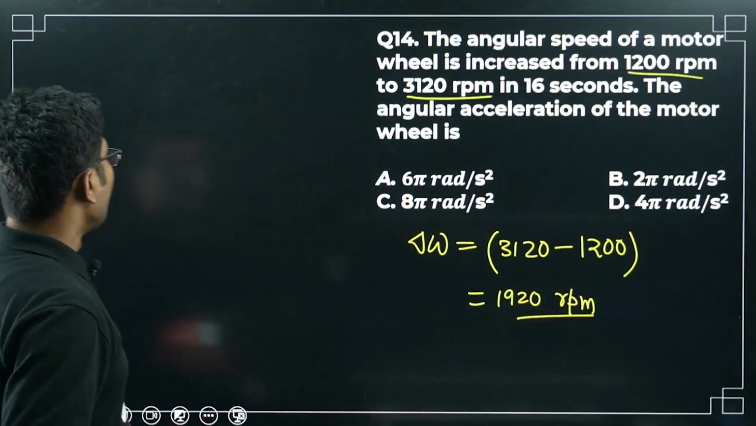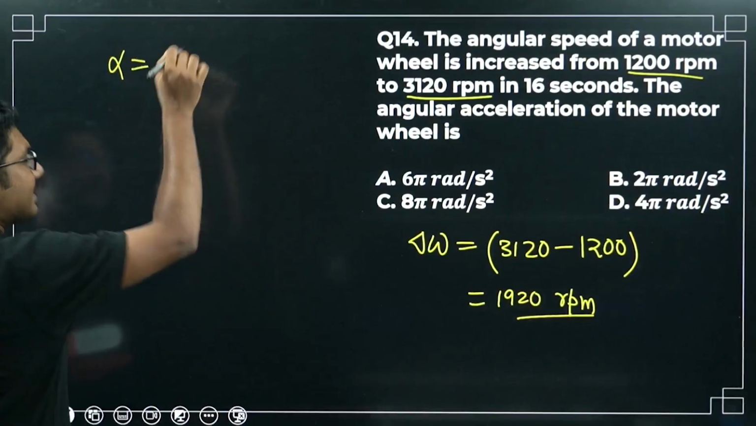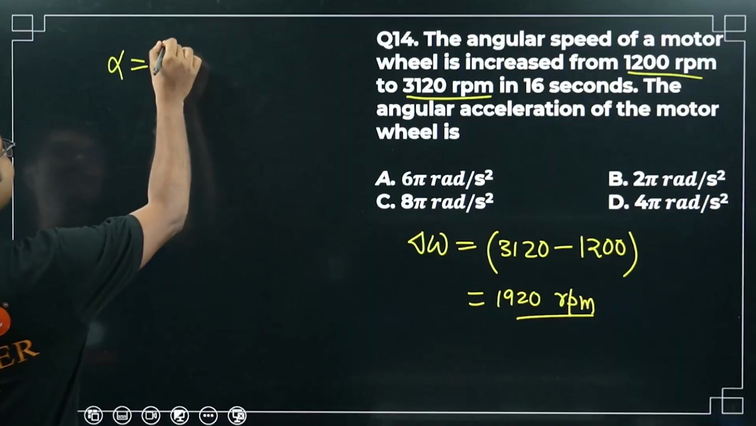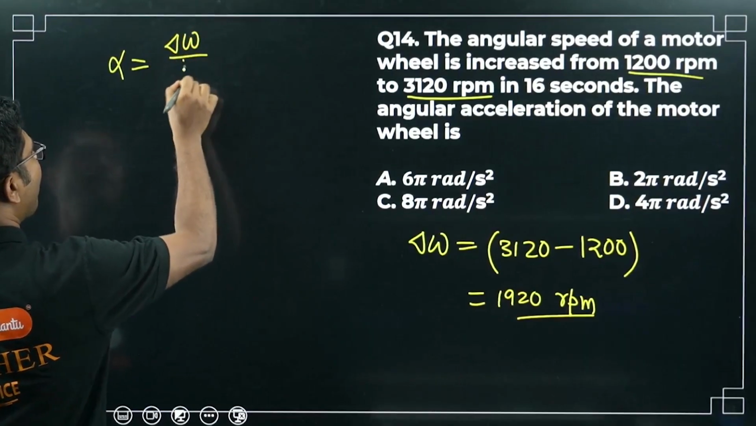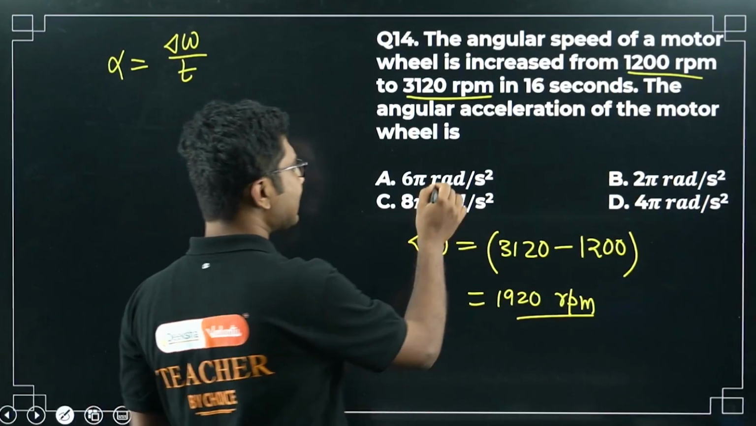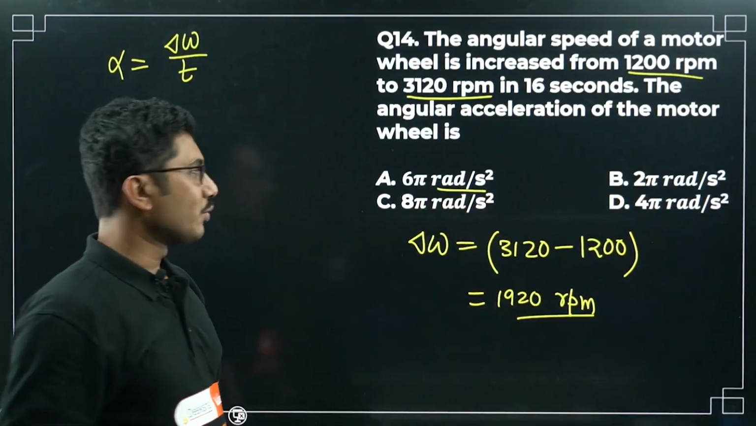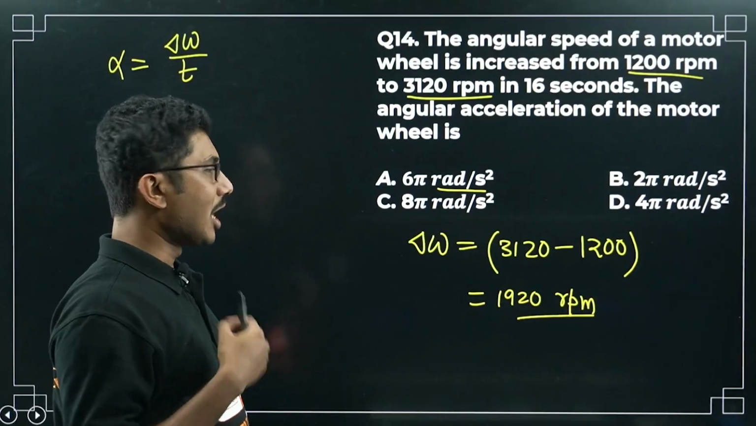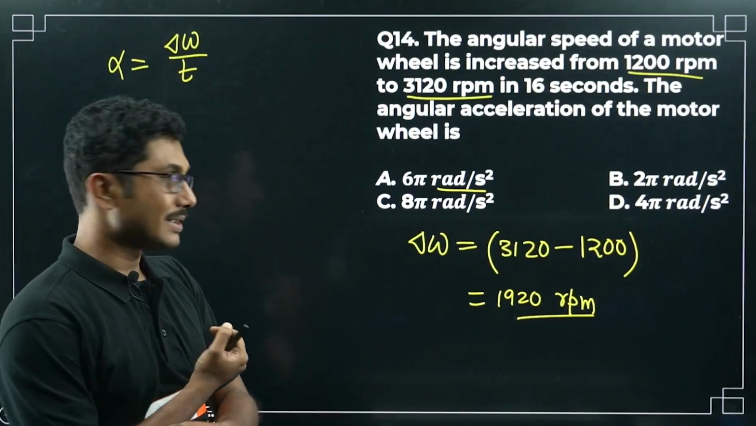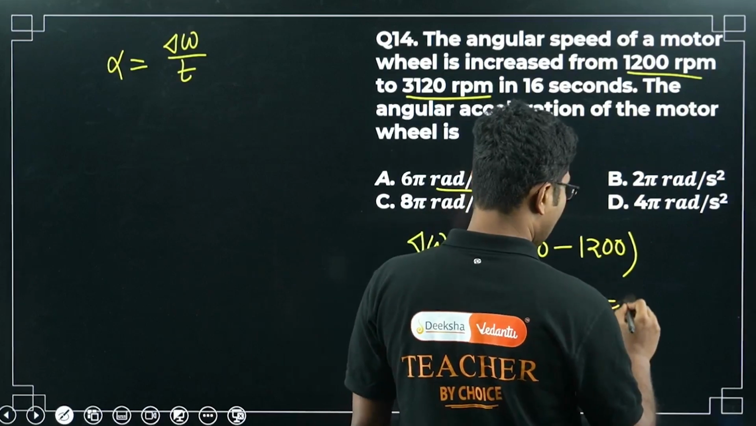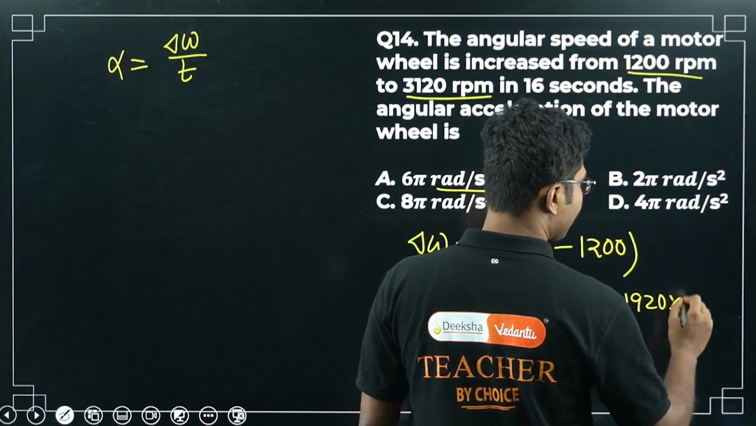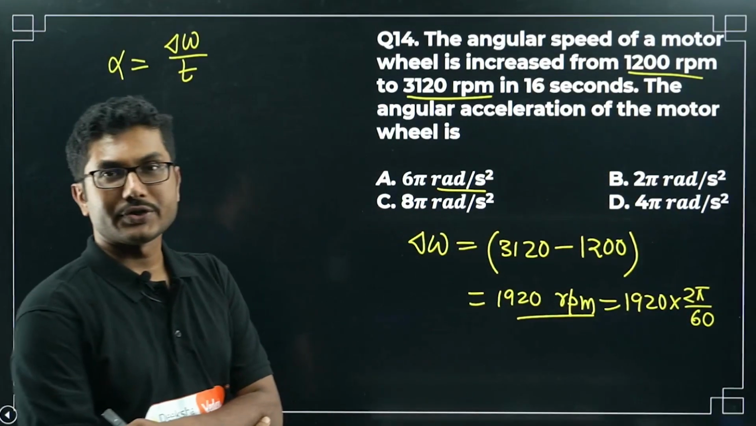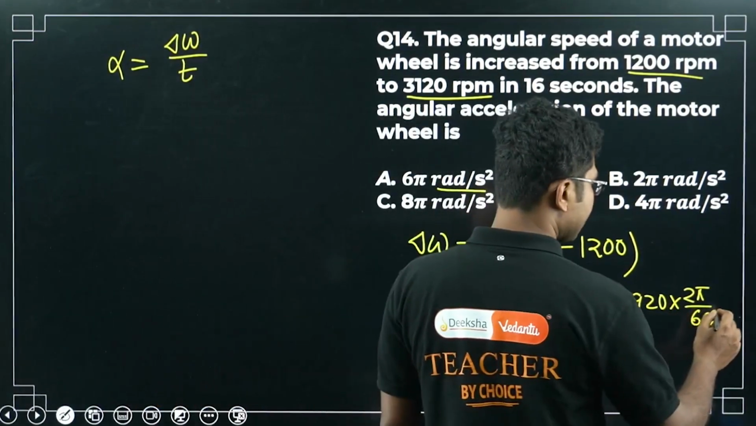Now we know that acceleration is basically change in velocity by time, right? So angular acceleration is change in angular velocity by time. But if you see, the answer is given in radian per second square. So we have to convert RPM into radian per second first. How to convert RPM to radian per second? There is a shortcut formula: 1920 times 2 pi by 60. This is the conversion formula from RPM to radian per second.